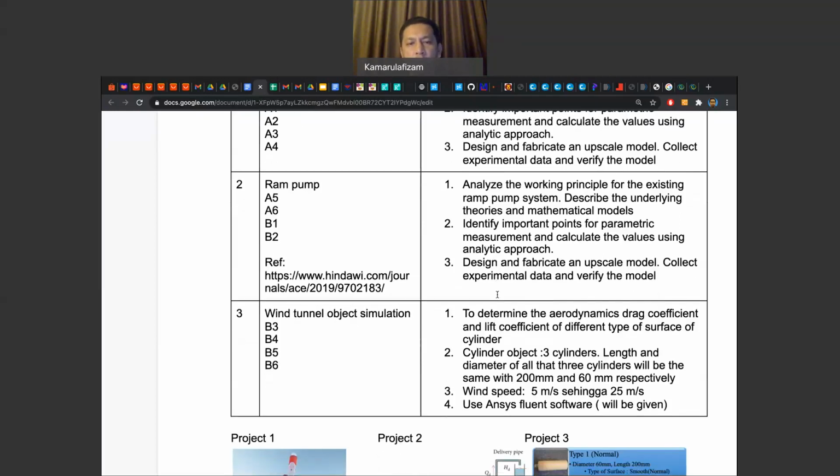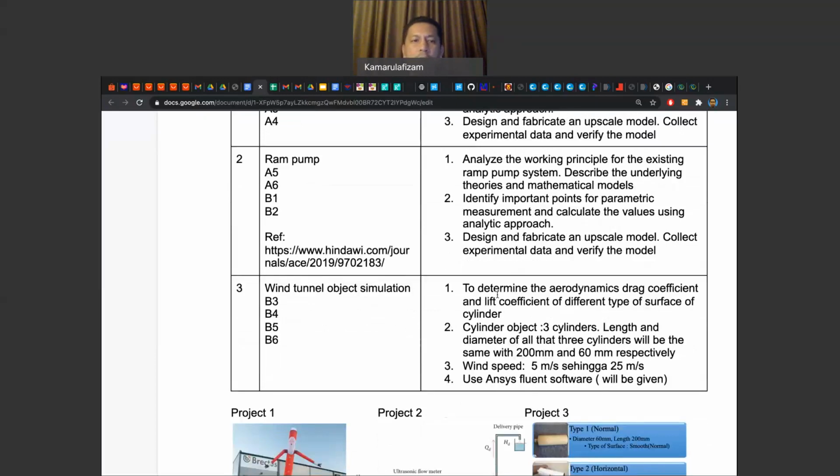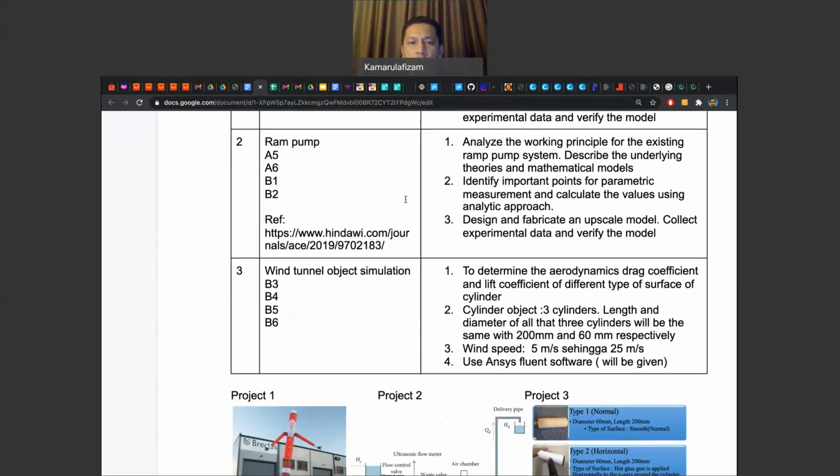For number 3, we are going to work more on the simulation, the wind tunnel object simulation. We will involve groups B3, B4, B5, and B6. All right, again, for title number 2, ramp pump, A5, A6, B1, B2. There are many types of ram pump design. Try to work on a different design for each group. For number 3, the object of wind tunnel simulation, the objective is basically to determine the dynamic drag coefficient and lift coefficient of 3 different surfaces of a cylinder.